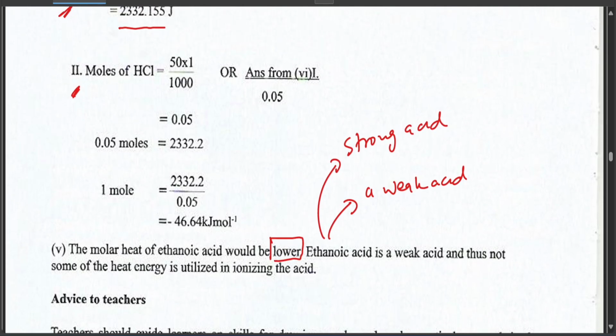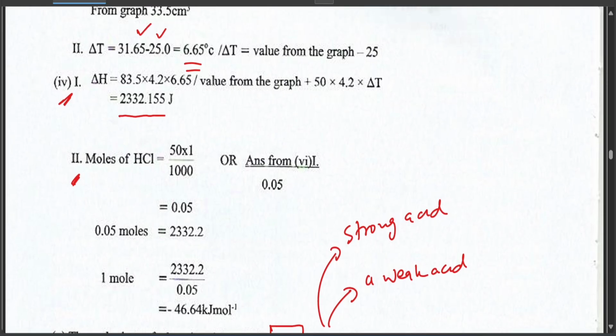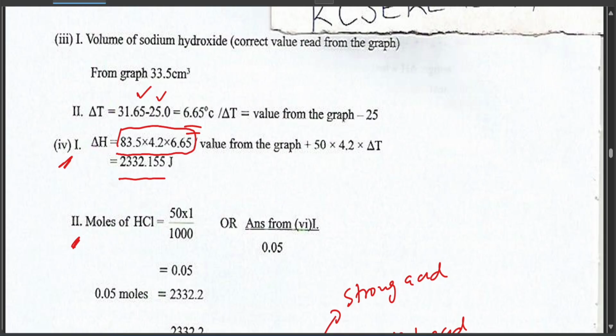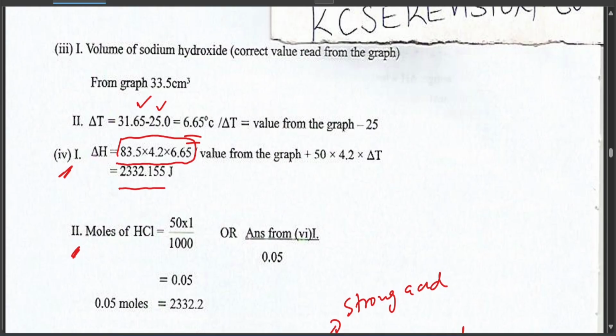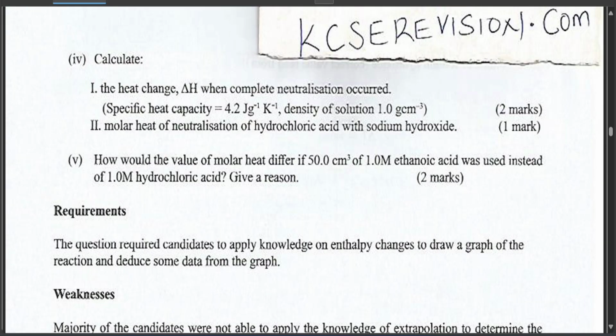So just find time to do these questions, but I think it's not that hard. You can get it from the graph if it's possible, or you can calculate it by yourself by taking 83.5 times 4.2 times 6.65. These are values from the graph itself. The 6.65 is your change in temperature. And then you have the 83.5 and the 4.2, which I think were given there.